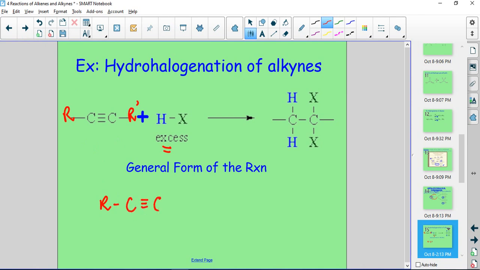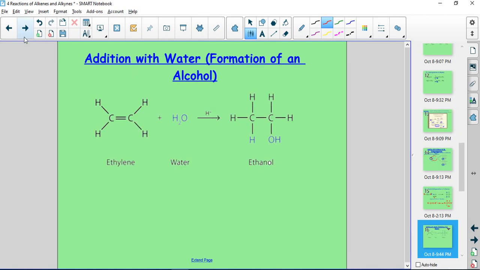So an alkyne, no catalyst present, one carbon gets the hydrogen, and one gets the halogen. There you go. This will react once more with the same hydrogen halide to form our completely saturated alkyl halide.